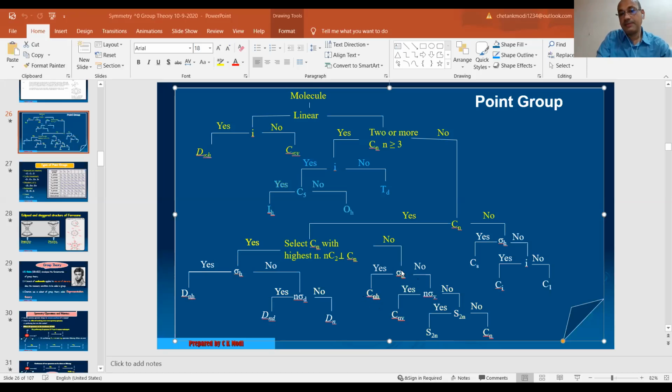Now, on the other hand, if sigma h is absent and sigma v planes are present, then the point group is, instead of Cnh, Cnv. If the sigma v planes are also absent and improper rotation axes, or rotation-reflection axes S2n, are present, then the point group is S2n. If S2n is also absent, then the point group is Cn. So this is how we can derive the point group of a molecule.